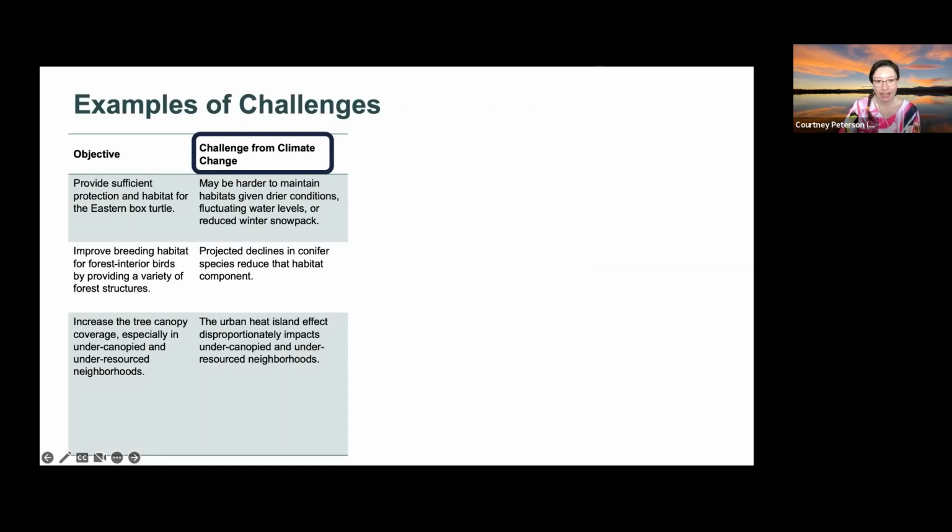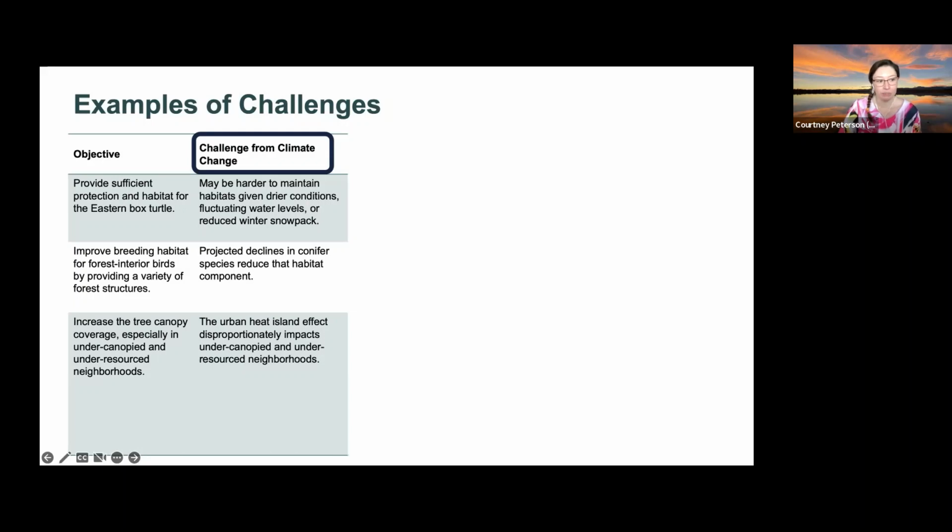So one example, a couple examples, we might have an objective where we want to provide sufficient protection and habitat for the eastern box turtle. So one challenge from climate change might be that it's going to be harder to maintain those habitats given drier conditions, fluctuating water levels, or reduced snowpack. So again, we're really thinking about what are those climate challenges that are going to make it harder to maintain that habitat for the eastern box turtle.